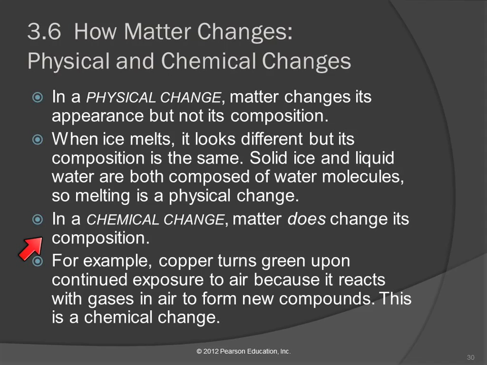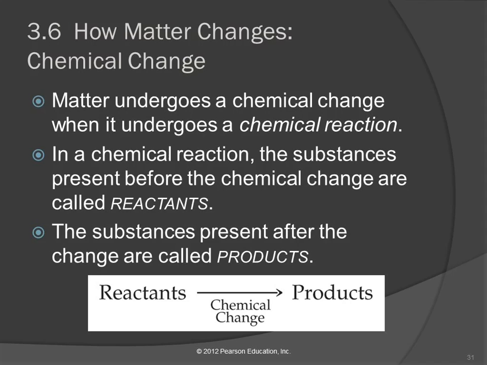In a chemical change, you do have the matter changing its composition. Copper turns green upon exposure to air. So you get a bright, shiny copper penny, and you leave it outside for, I don't know how long it would take, weeks probably. It's not going to stay bright and shiny anymore because the copper reacts with oxygen and moisture in the air, and it forms a new compound, and it's kind of greenish in color. And that's a chemical change. A chemical change and a chemical reaction are the same. A chemical reaction is a chemical change.